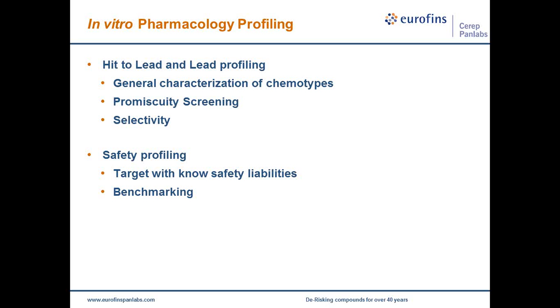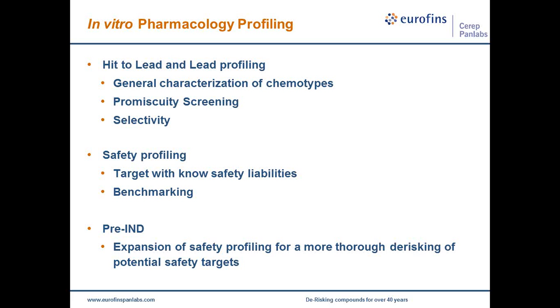As they move farther into the process, the safety profiling aspect comes out, using targets with known safety liabilities, usually human targets, and then benchmarking is also performed. That is for being able to compare a potential drug candidate to compounds that are already on the market, or competitors' compounds, or even other potential lead compounds. As you get farther on in the process to the pre-IND phase, there's usually an expansion of the safety profiling, which means that we start profiling a much greater number of targets. A lot of these are safety targets. And the idea behind this is to have a more thorough de-risking of the potential safety targets.